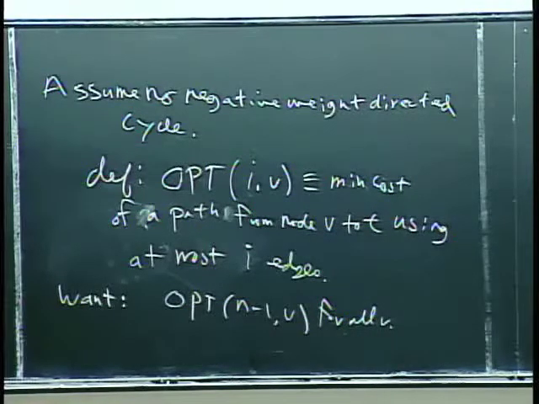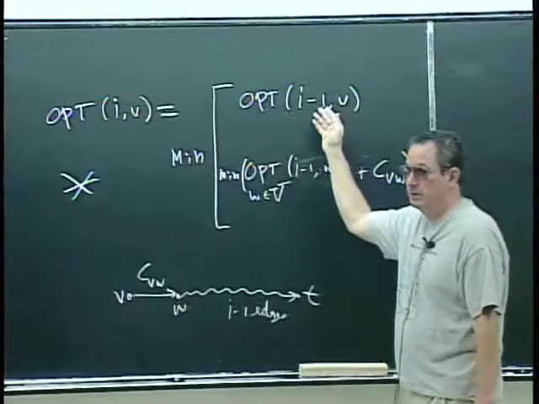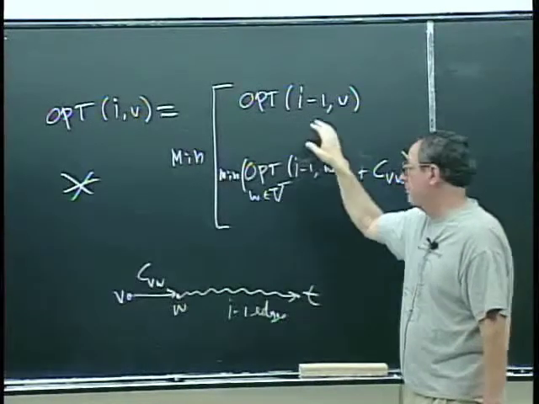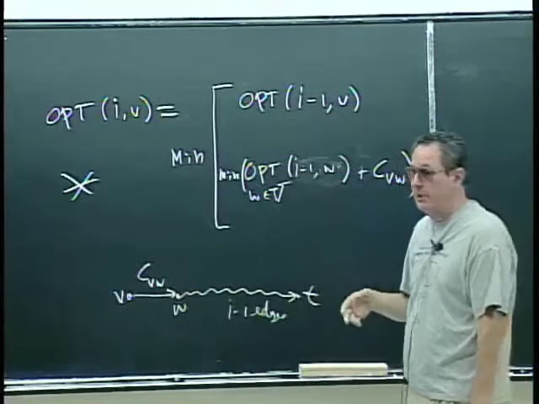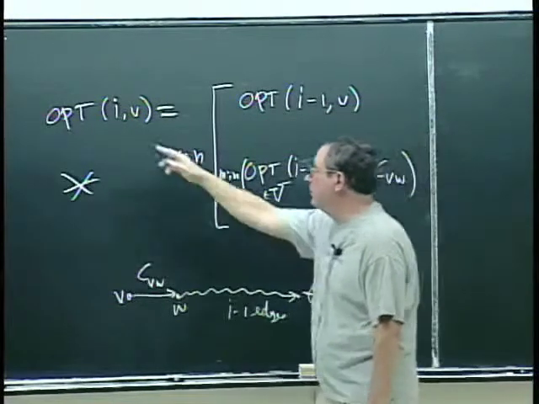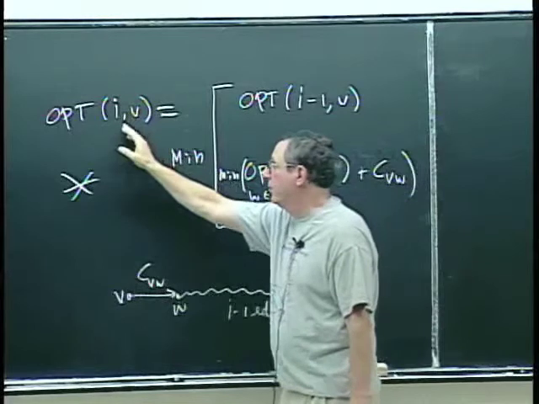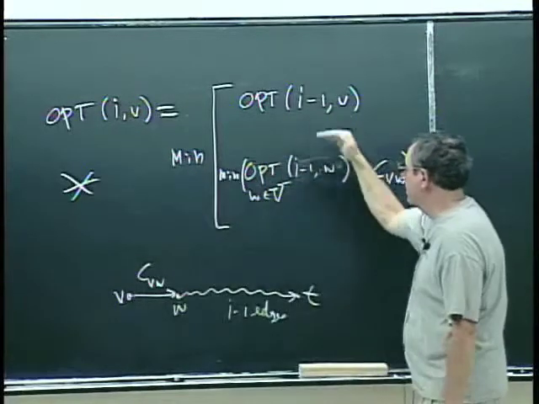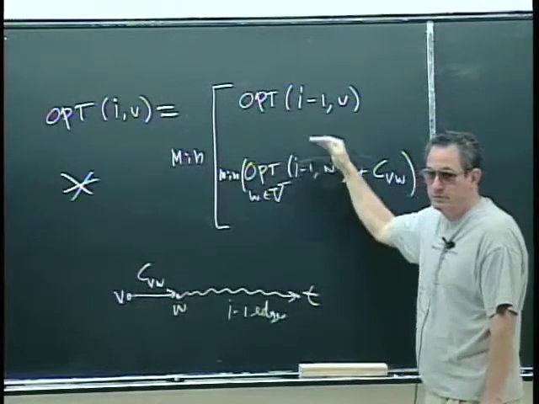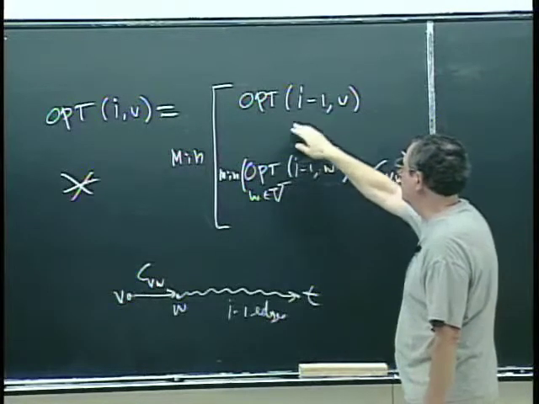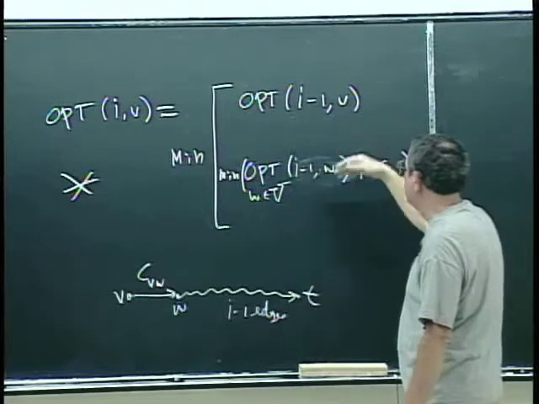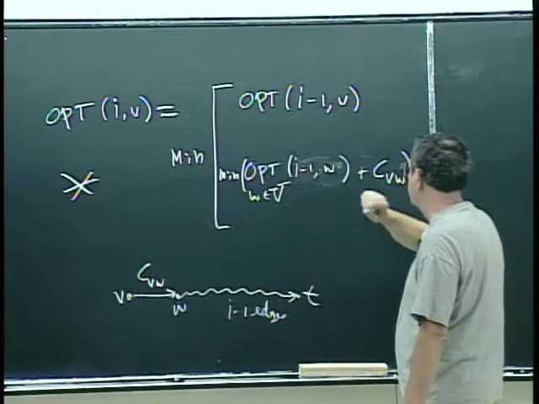Instead, we want to do it bottom-up. Bottom-up means you're going to compute first the smallest subproblems, the subproblems where the parameter is the smallest possible, and then work your way up by using this recurrence, always making sure that when you're trying to compute opt i v, you've already computed the particular opt values that are called for in the recurrence. So opt i v needs i-1 v, and it needs i-1 w.